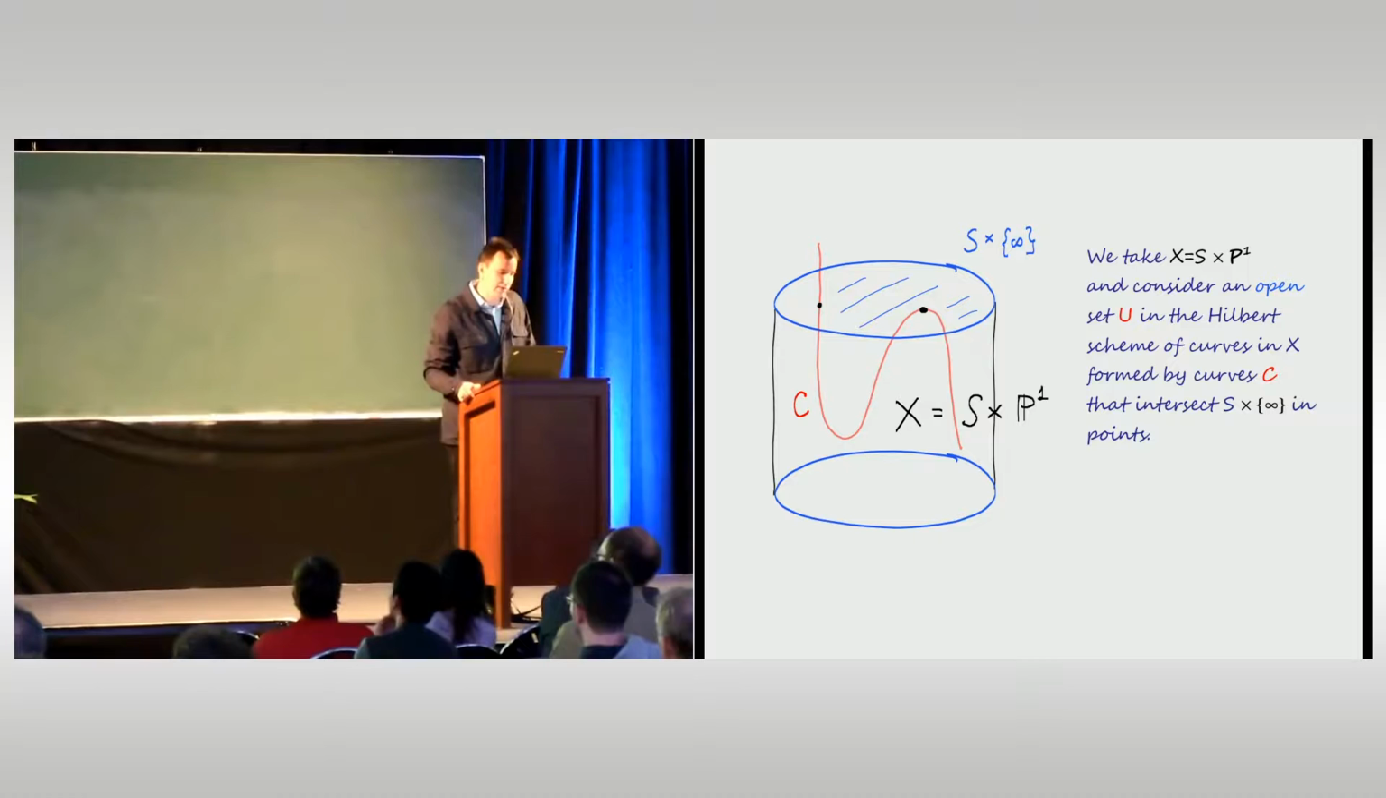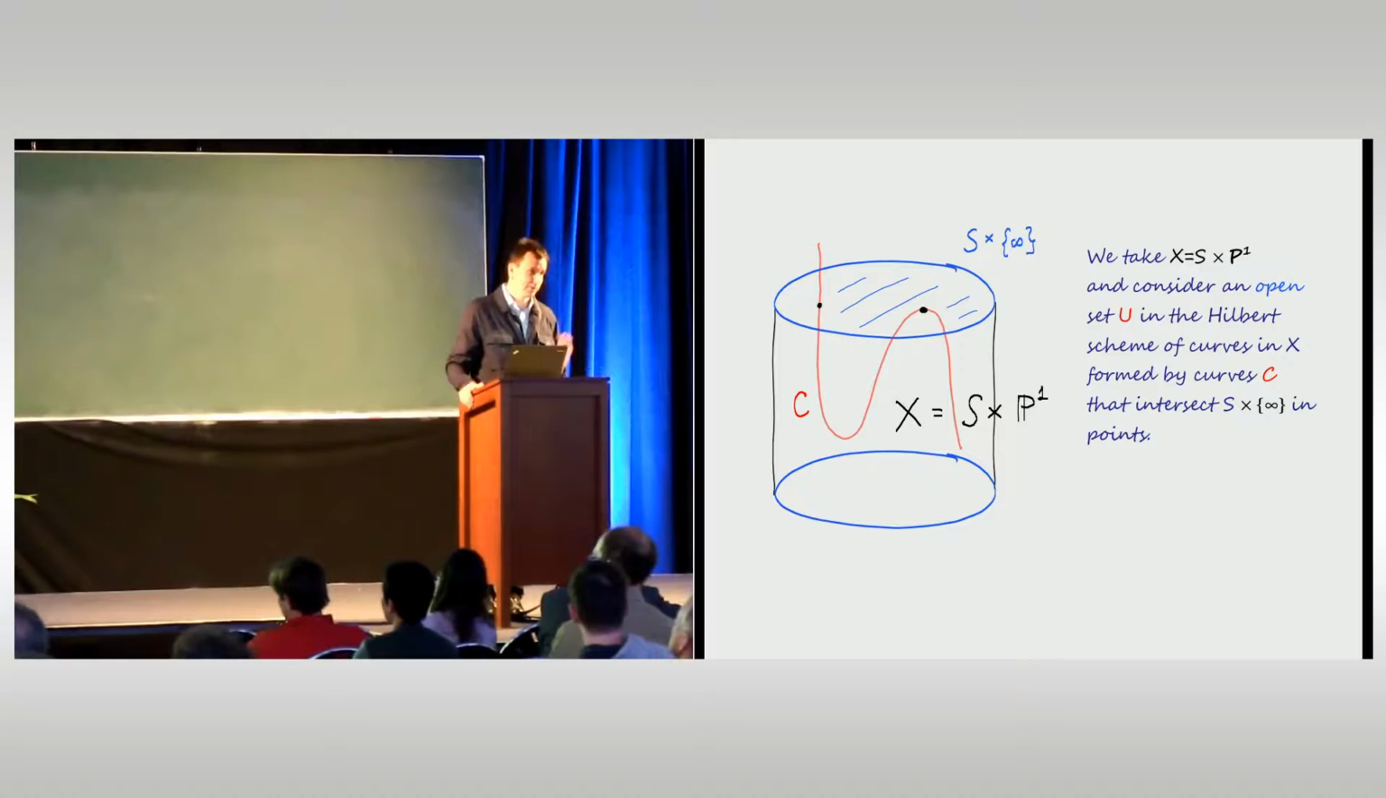And now, if I have a curve in that threefold, I can look at how it intersects the divisor. There are two possible situations: it can intersect the divisor in points. It doesn't have to be transverse, but it has to be zero-dimensional. Or there could be a whole component of the curve lying in the divisor. That's also possible, but we don't want the second case. We just look at the open set of those curves that intersect the divisor in points, which might be tangent, but the intersection has to be zero-dimensional.